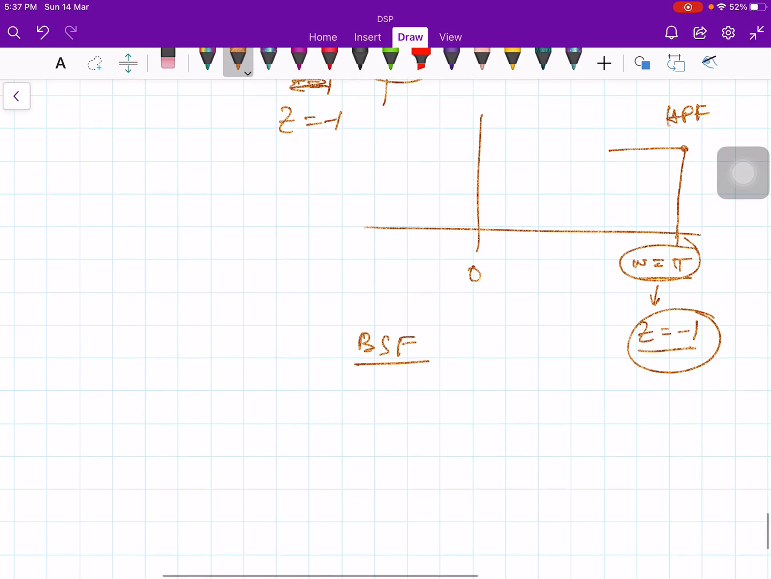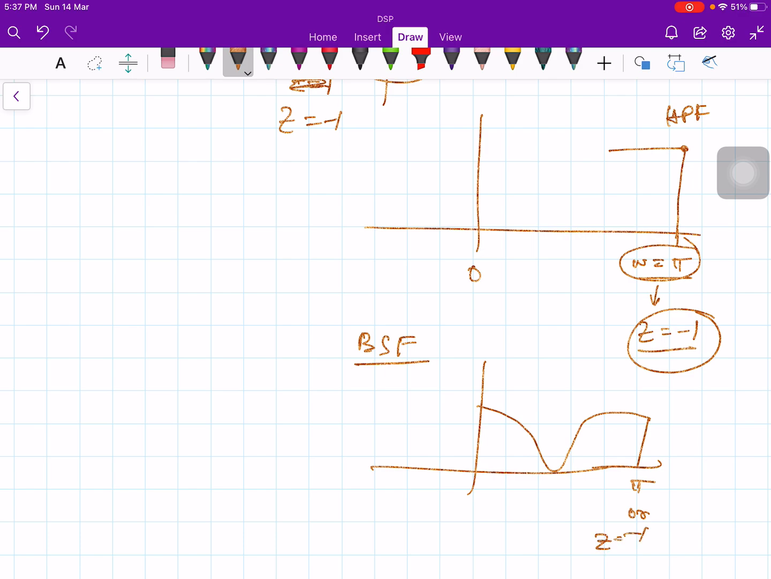Why? The band stop filter has characteristics like this, BSF. Again at pi, or z equal to minus 1, the magnitude is 0, but for a band stop filter I need a non-zero value. But in a type 2 filter the magnitude is 0, therefore I cannot realize a band stop filter also using type 2 filters. So band stop filter and high pass filter, these two filters cannot be realized using type 2 FIR filters.